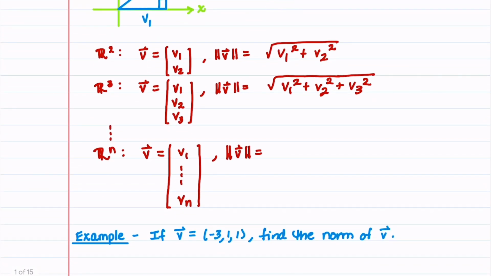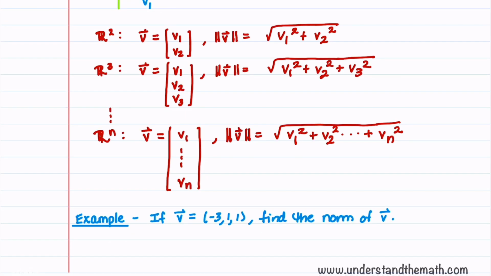We can then extend this concept to Rn, even though we can't visualize it, and we can say that the length or magnitude of a vector in Rn is the square root of v1 squared plus v2 squared, all the way up through vn squared.